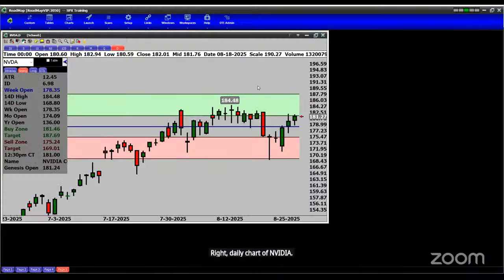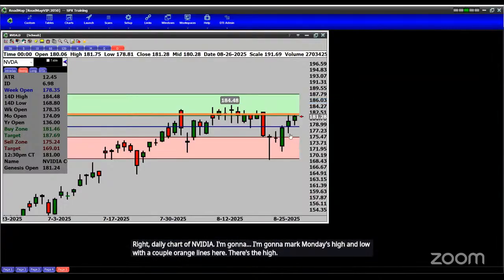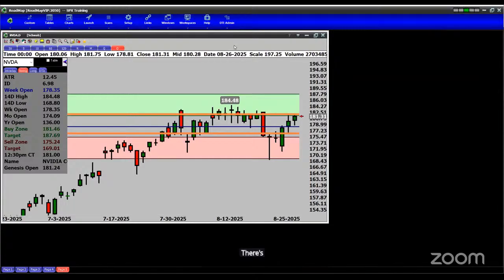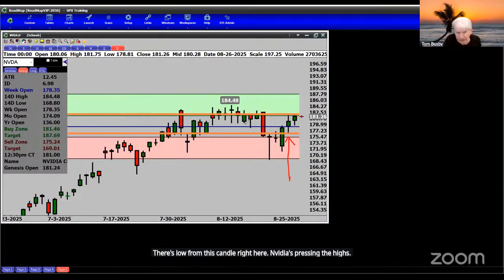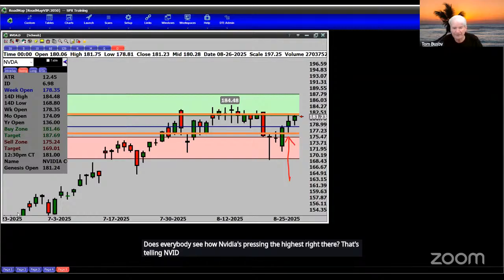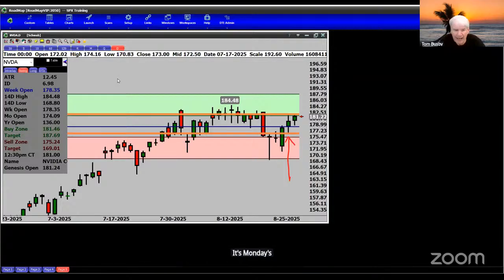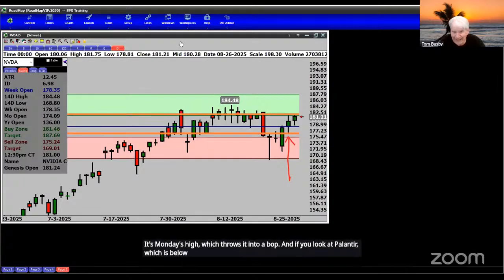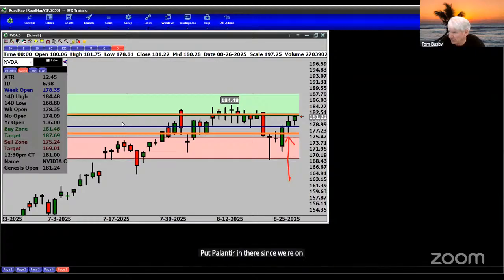I'm going to mark Monday's high and low with a couple orange lines here. There's the high. There's the low from this candle right here. NVIDIA's pressing the highs. Does everybody see how NVIDIA is pressing the highs right there? That's telling us NVIDIA is trying to move past its Monday's high, which throws it into a buy. And if you look at Palantir, which is below its 3-day high, it's having a corrective week back up. Put Palantir in there since we're on the slide, showing what I'm talking about.